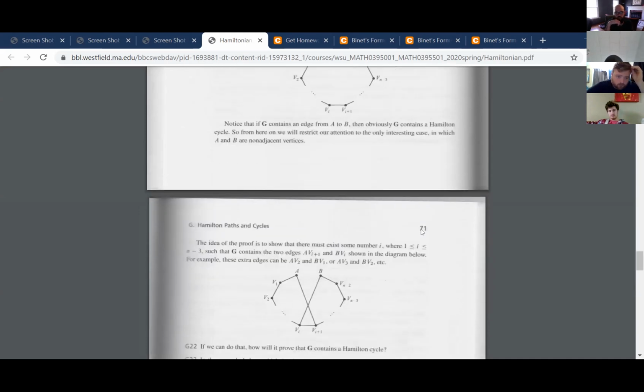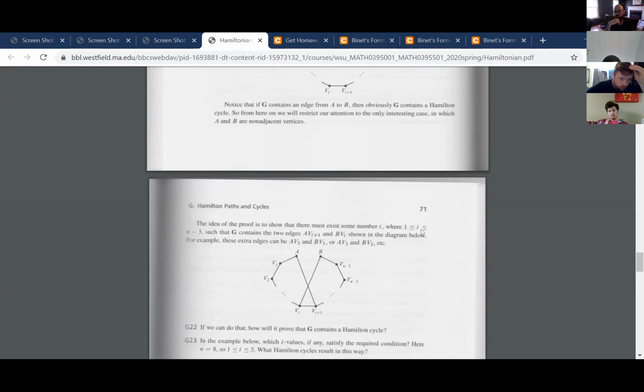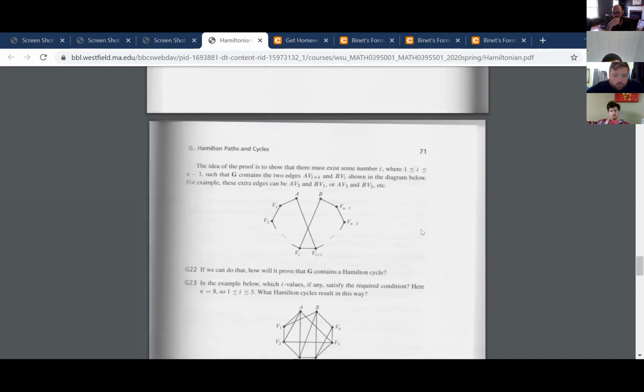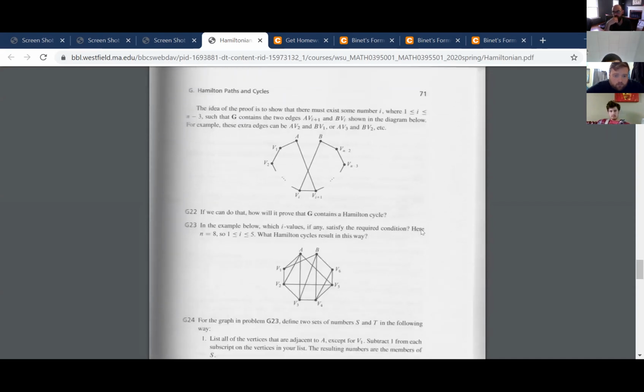So what I want you to do is spend some time thinking about this. If we can find a certain thing, which is going to be described here, try to guarantee that you have that Hamiltonian cycle. So try to find it inside of these conditions.